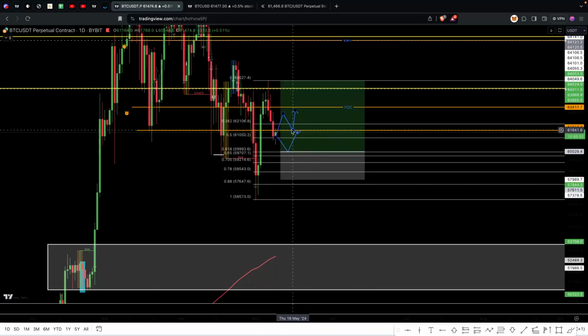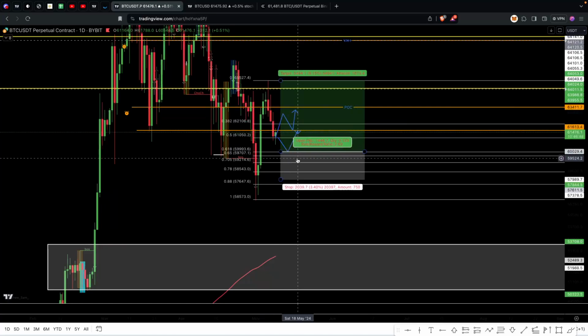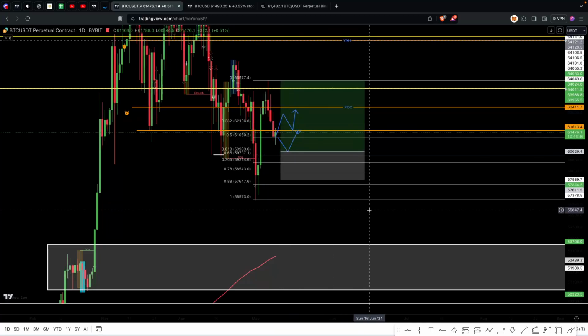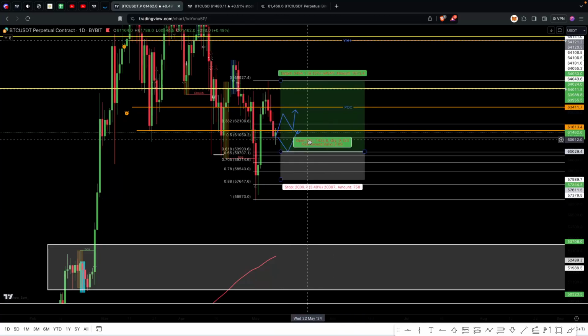My two areas for me: I will long 61.6 when I've got a concrete break above, or I'm going to wait for 60,000 to long. Right now, here's a no-go zone for me, and I don't really fancy shorting here.